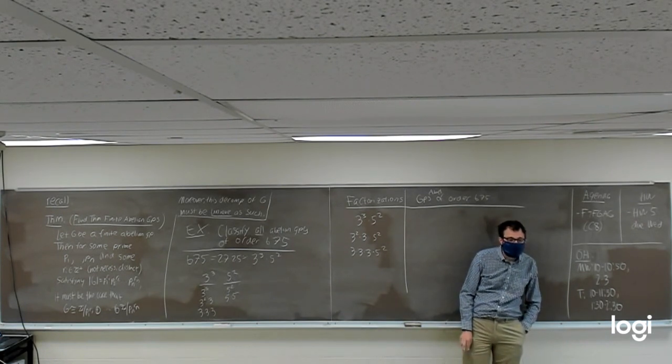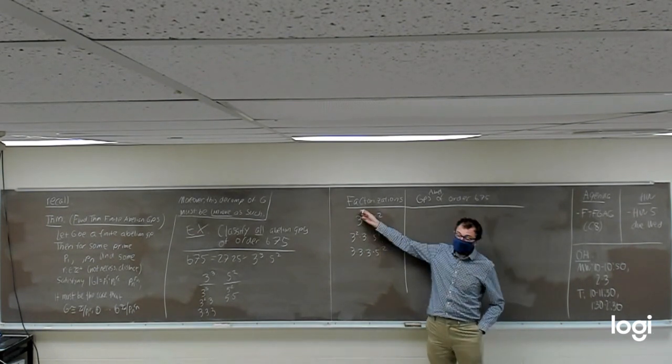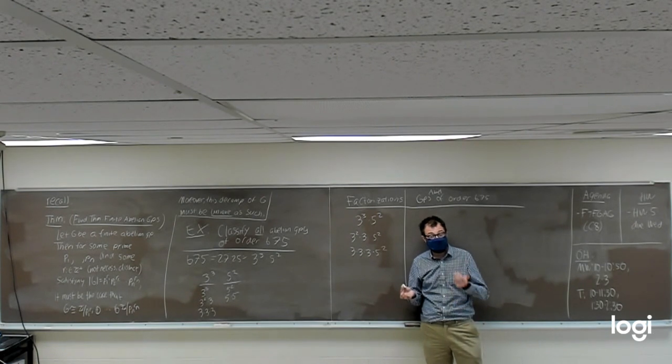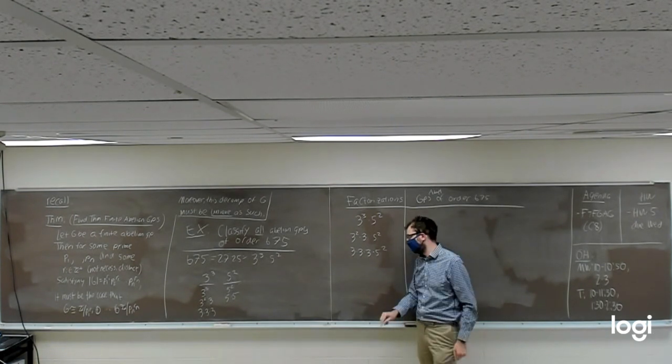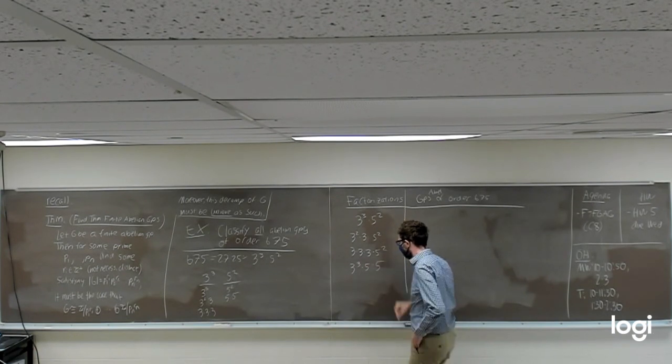What's another way we could do it? 3 cubed times 5 squared. Okay. Keep the 3's all together in a single term, but split up the 5 squared into 2 separate factors of 5. I like it.